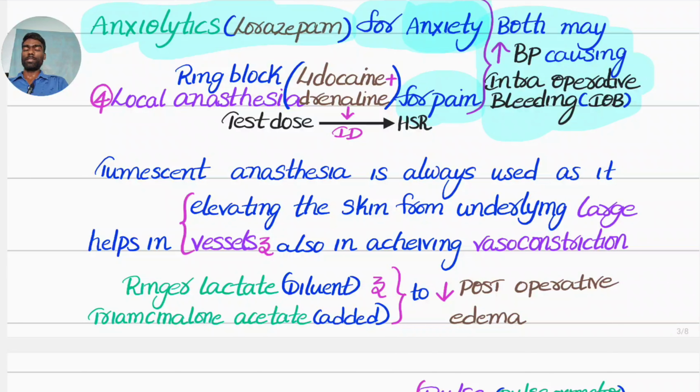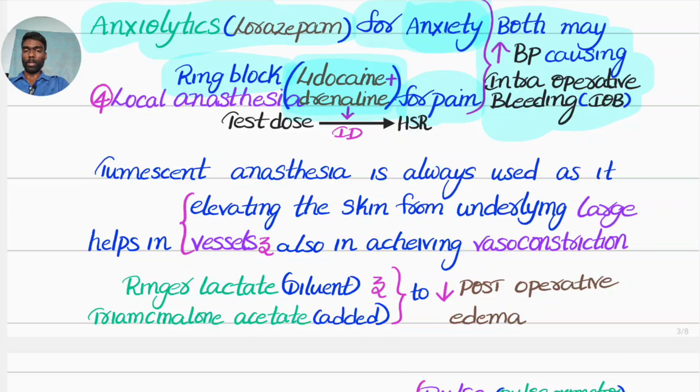Coming to local anesthesia, we will give local anesthesia in a ring-like fashion, a ring block, using an adrenaline and lignocaine combination, which will work for a long time. We can combine with bupivacaine, which will work even longer. Usually lignocaine will start working in 2 to 3 minutes and last for 2 to 3 hours if given along with adrenaline. If combined with bupivacaine, it may last for 4 to 5 hours.